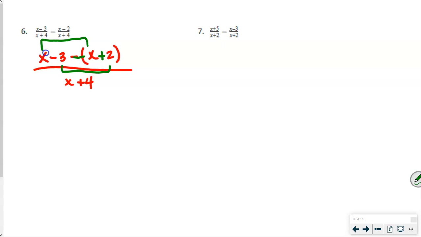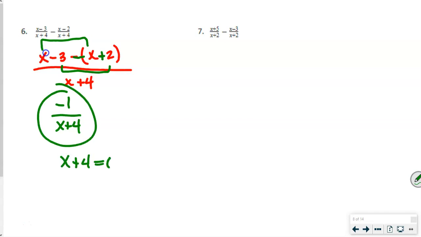So this would end up being -1 over x plus 4. That would be our answer. And then remember, we got to set this x plus 4 equal to 0. So x cannot equal -4. So that's the other part of our answer.